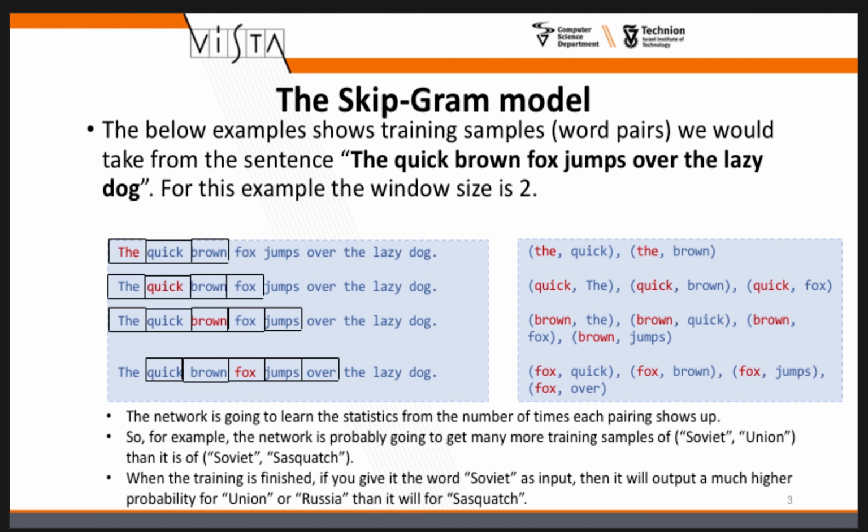Why is the probability of getting the pair Soviet Union higher than Soviet Sasquatch? It doesn't make any sense. Yes, it does, because many years ago there was a country with this name, so the probability of getting this pair is bigger than the other pair. This is going to be trained, and then we will get a vector that contains the probabilities of each one, by some projections.